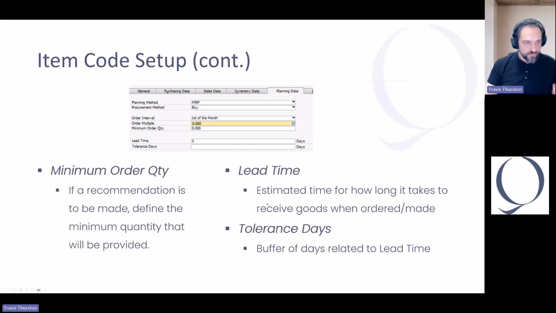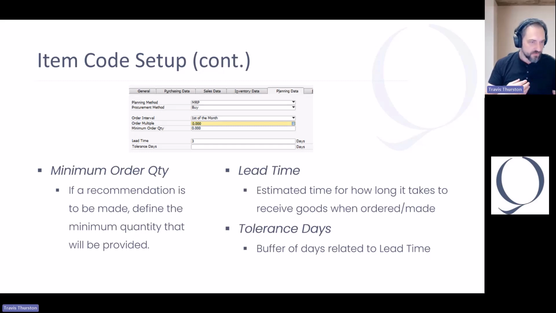And then on your minimum order quantity, this is essentially what you want the system to always recommend. Say you have a vendor that you purchase an item from that gives you a break if you always order at least this minimum amount of quantity from that particular vendor, then you would want to set your minimum order quantity to that, because that will be the first amount that the MRP recommends to purchase, based on the fact that that is your minimum.